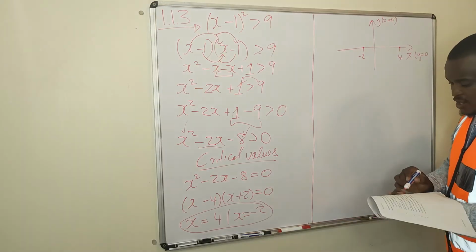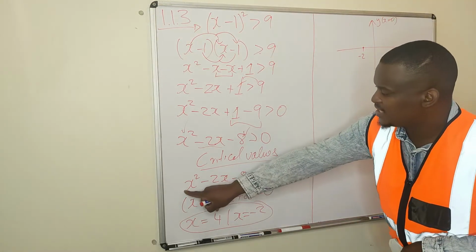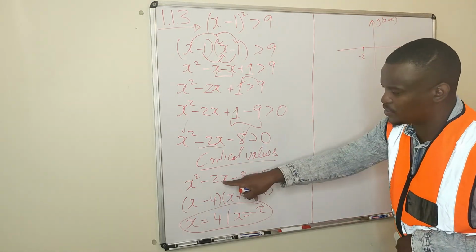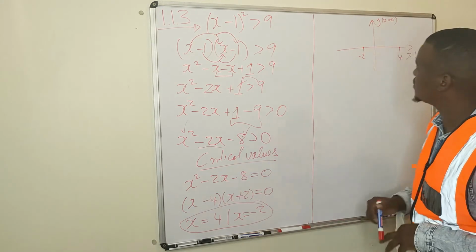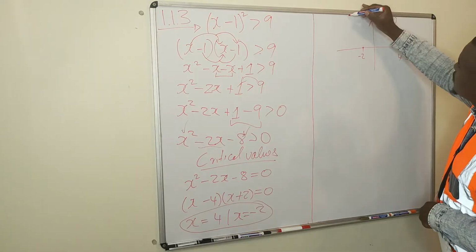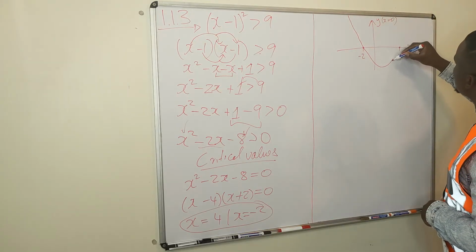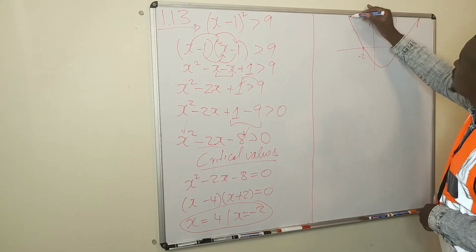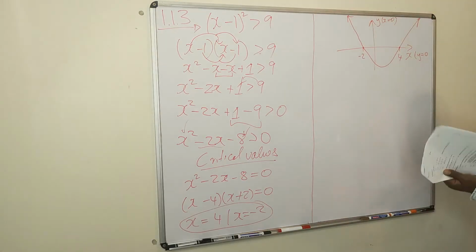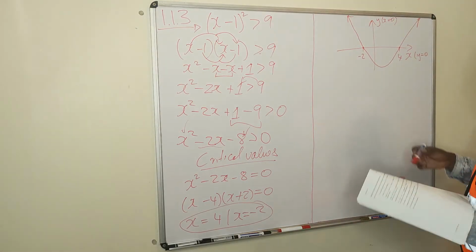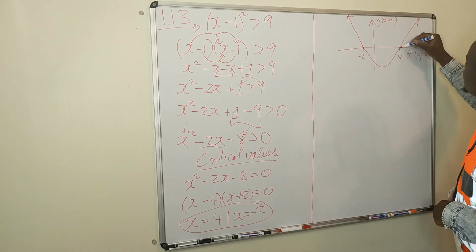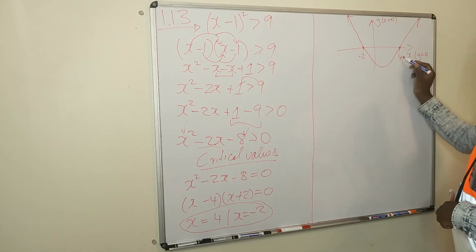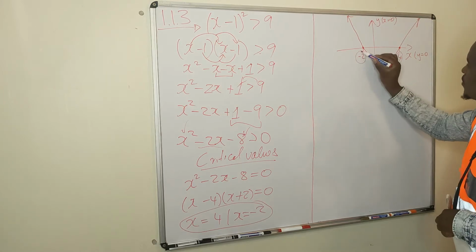And then I know this equation is positive, because the coefficient of x squared is positive. So it is going to be something like this. I don't even know, and I don't care about the actual shape or where it tends. What I care about is showing the critical values that I found to be 4 and minus 2.